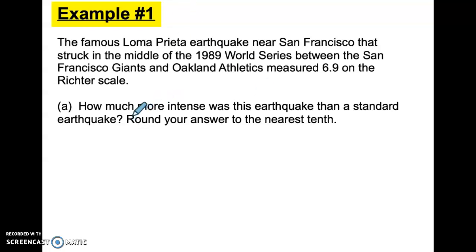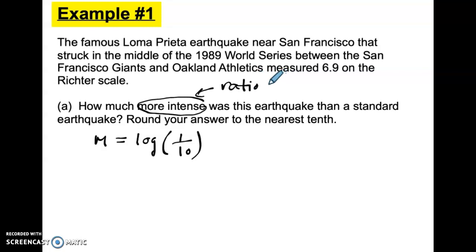So we're dealing with one earthquake and we're comparing it to the standard earthquake, so we're going to use that first equation, that M equals the log of I over I naught. It's asking you how much more intense. So that's really asking you for the ratio of intensities, which is really the I over I naught. So that's what you want to find. And they give you the Richter number, so they give you M.